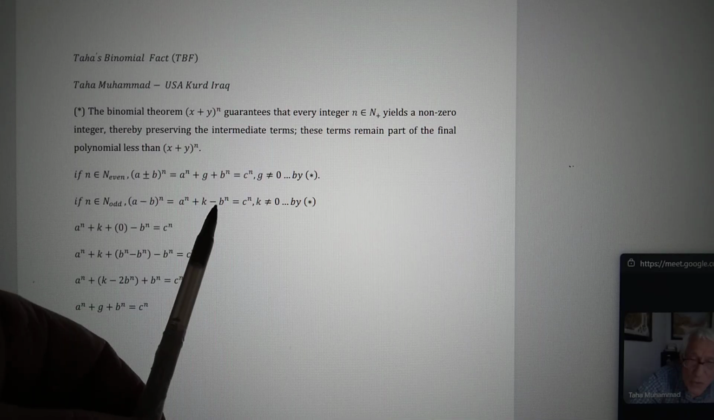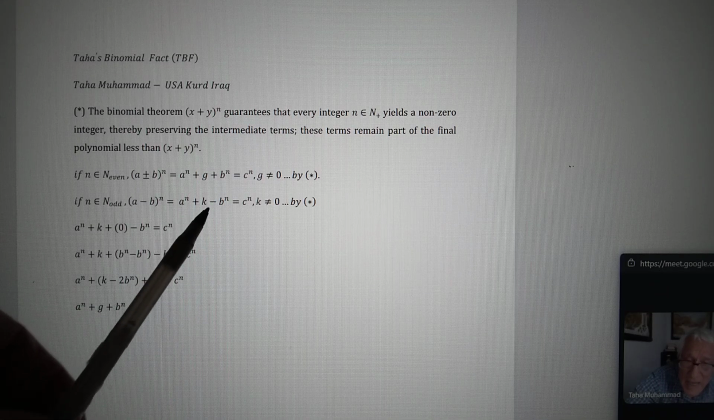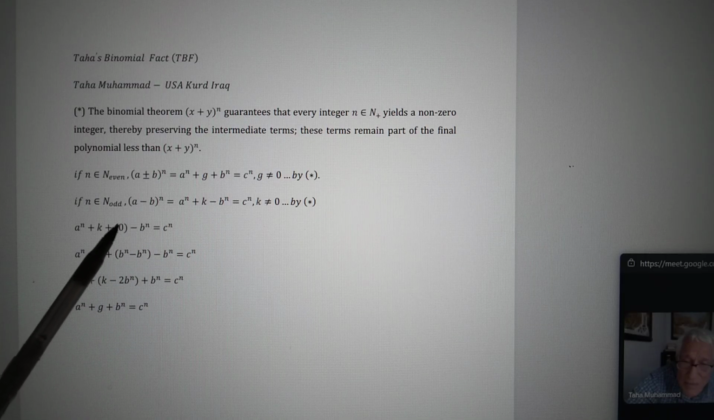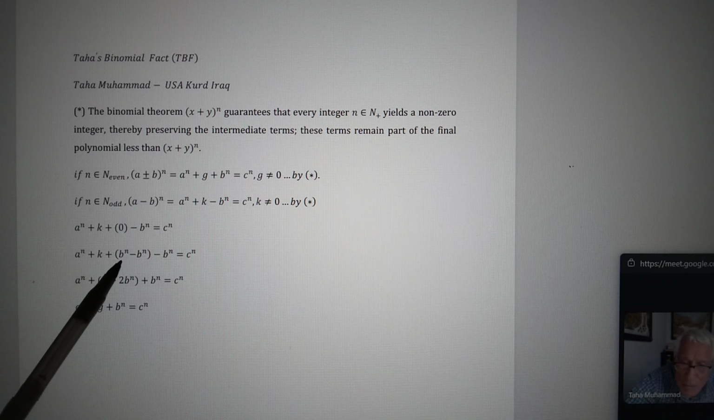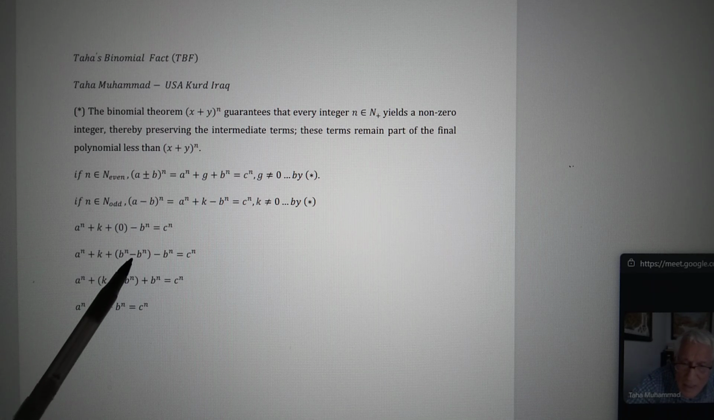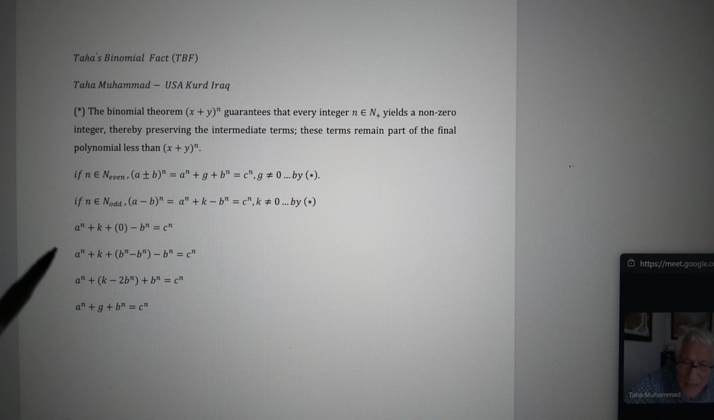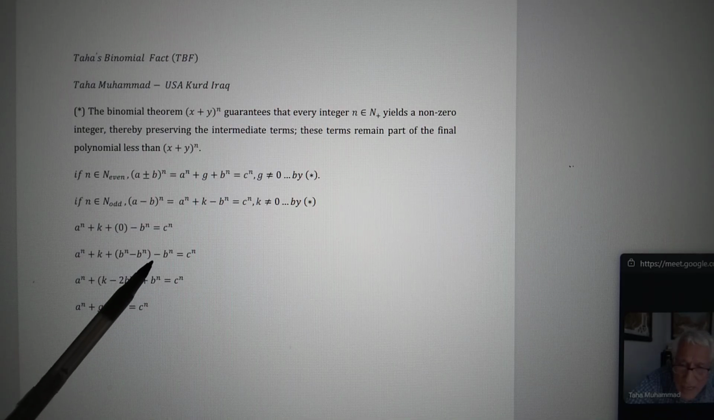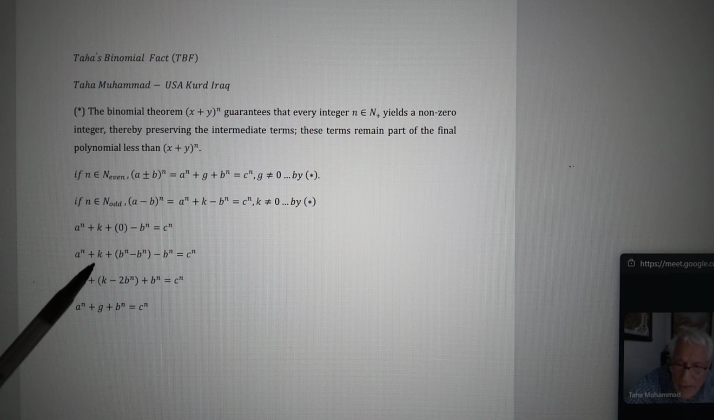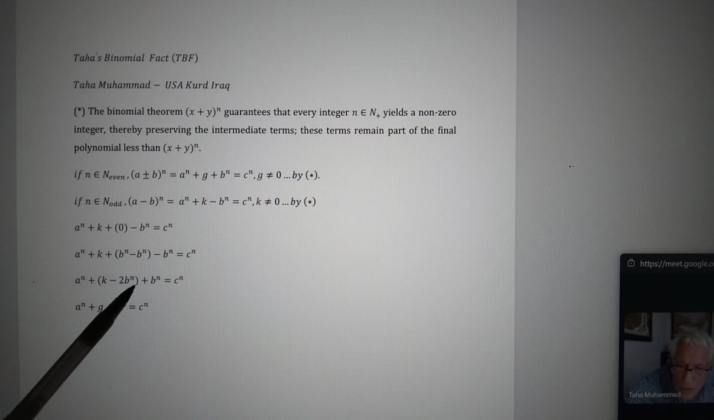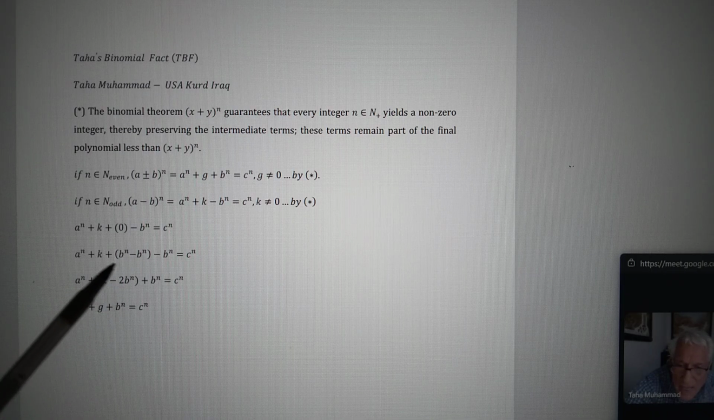Okay, but there's a solution for that. What's that solution? Go ahead and add zero here. Nothing will happen. You added zero. That zero is b to the n minus b to the n. And you keep the positive one here. This negative and negative becomes two negatives: negative 2 b to the n. Or a to the n minus 2 b to the n, and this one is now g.